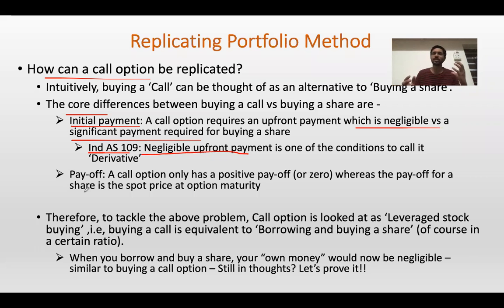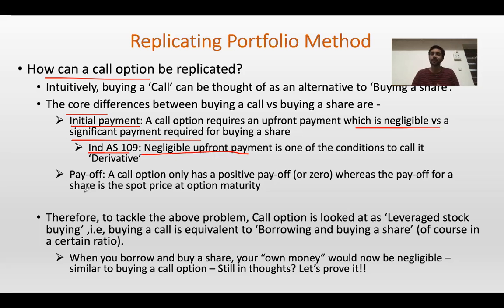Firstly, we saw that buying a call option is intuitively similar to buying a share, because both create a bullish position wherein you gain when the share price goes up. But we saw there are two differences. One, the initial payment is negligible in case of a call option, whereas for buying a share, you need to pay the whole share price. We saw that the call premium is only about 3% of the underlying share price.